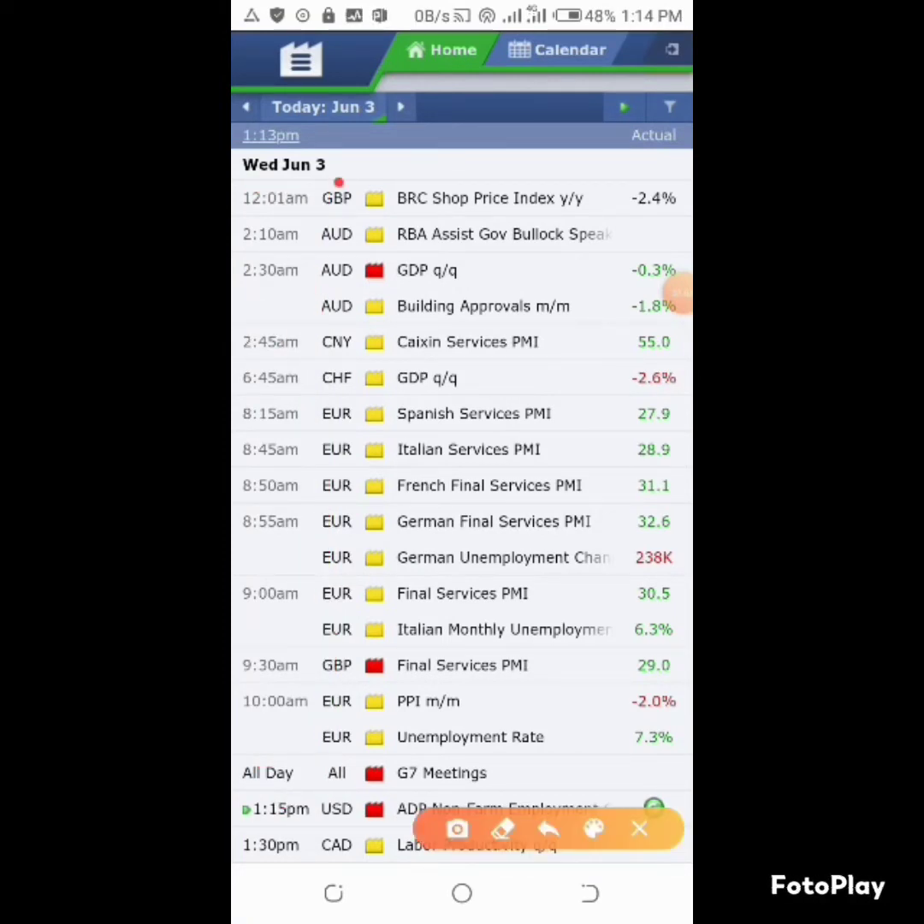At the side here are the times when the news is going to happen. The next thing you note here are the currencies or the countries that this news is going to affect. GBP is Great Britain pounds, and it's going to affect Great Britain. AUD is Australian dollars, and it's going to affect Australia. We have CNY, which is Chinese yen. We have CHF, which is Swiss franc, so those are going to affect Switzerland. We have the euros, and that is what that means.